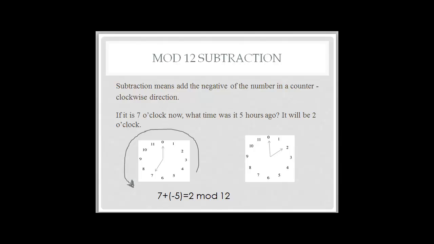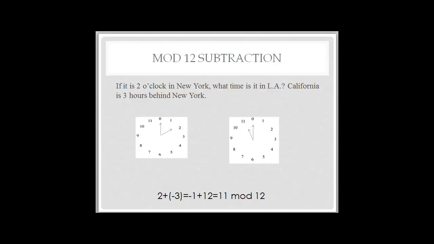All right, let's look at another example. If it's 2 o'clock in New York, what time is it in LA? Well, California is 3 hours behind New York, right? So if it's 2 o'clock, we're going to add minus 3. That puts us at minus 1. And because we're in mod 12, we're going to add 12 to get us to 11. So it's going to be 11 o'clock in LA.